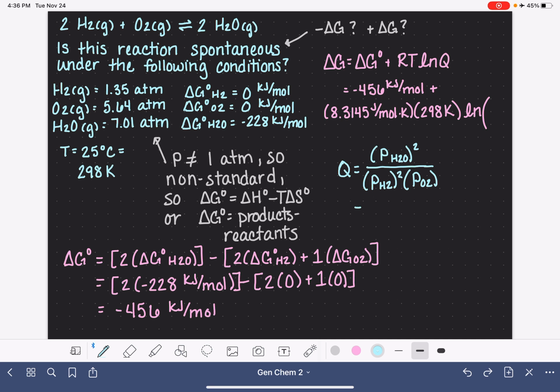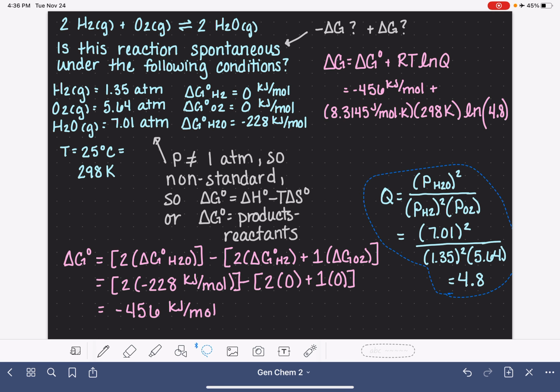We can plug the pressures into this Q. So the pressure of water is 7.01, and we're going to square it. And then the pressure of the H2, that's 1.35, and it's also going to get squared. And then the pressure of the O2, 5.64. And this works out to be 4.8 when we do the math on the whole thing. So 4.8 is our value of Q, and that number we're going to stick right up in here. I'm going to move this Q calculation down out of the way.